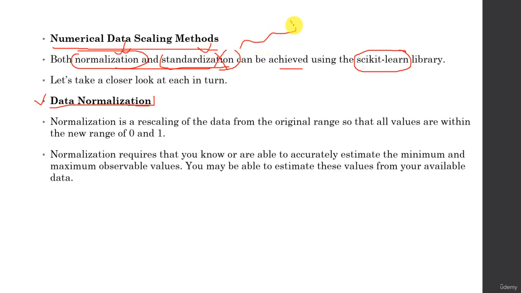So that means it is a kind of pre-processing step, that is making your data much cleaner, or transforming your data into a form that will make our machine learning model learn in a better way or achieve better performance. Now let us start with data normalization. Normalization is a rescaling of data. We have data and we rescale it from the original range so that all the values are within the new range of 0 and 1.